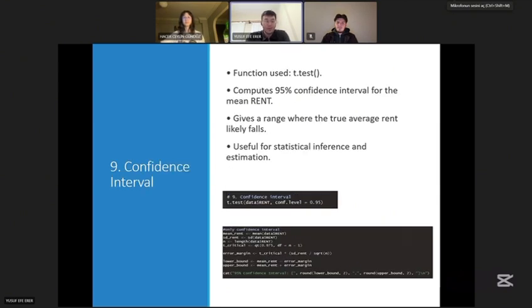Using the t-distribution, we calculated a 95% confidence interval for the mean rent. The interval ranged from approximately 20,000 to 25,000. This means we are 95% confident that the true average rent in Abbas Ağa lies within this range based on our sample.